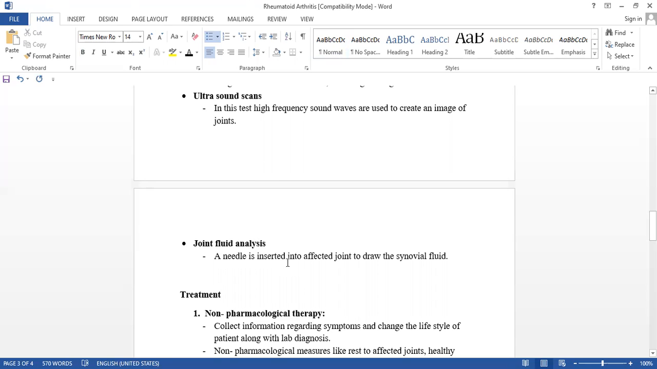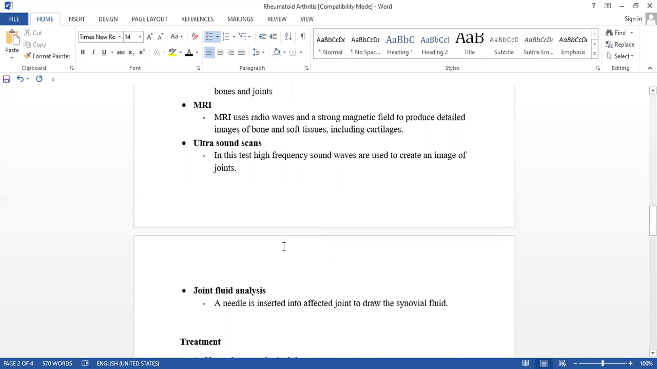A needle is inserted into the affected joints to draw the synovial fluid. And in that fluid, if you find any type of rheumatoid factors, then obviously we can say that the individual is suffering from rheumatoid arthritis. This is all about the diagnosis. Blood test, X-ray, MRI, ultrasound scans, joint fluid analysis. These are the main diagnosis.